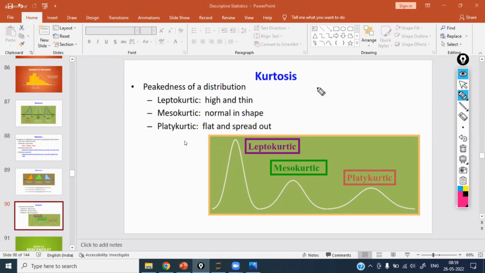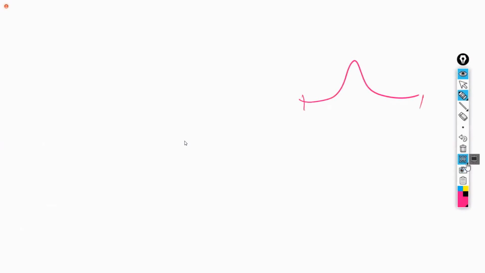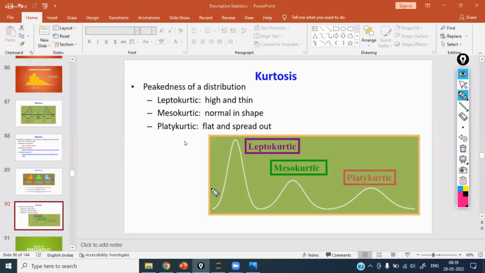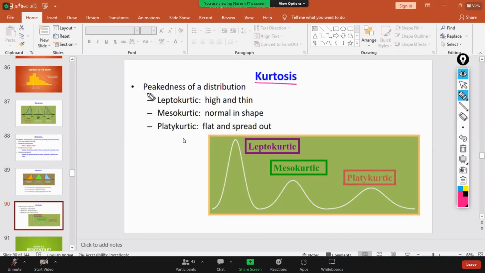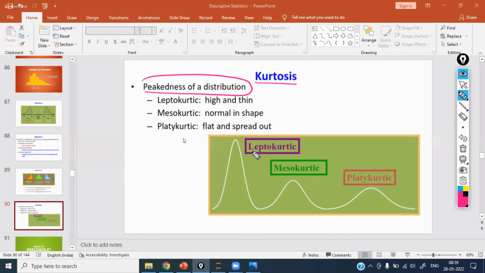So skewness is going to tell the shape, in terms of shape, the width. Whereas the height is given by the kurtosis. The kurtosis is going to give the peakness, that is the height. If the height is very high and the width is low, then it is called leptokurtic.